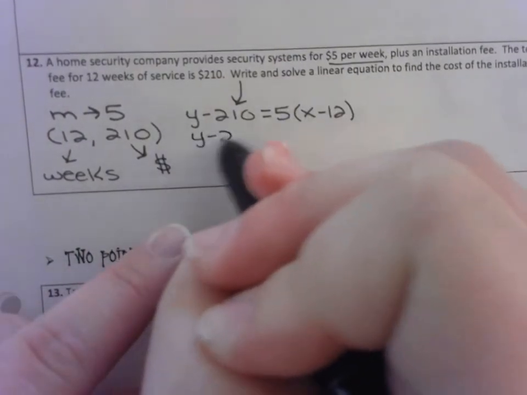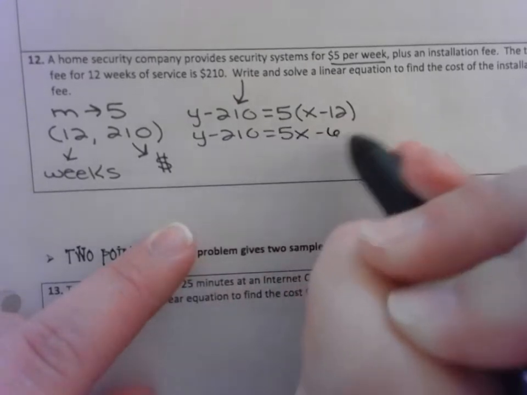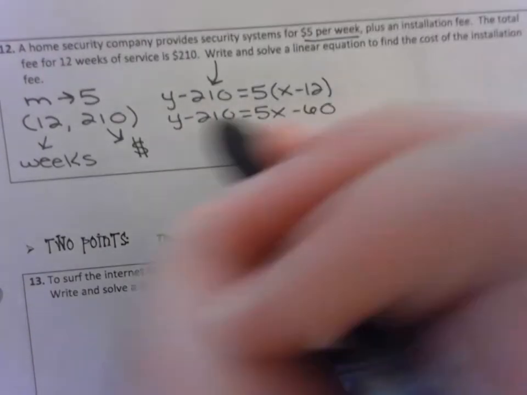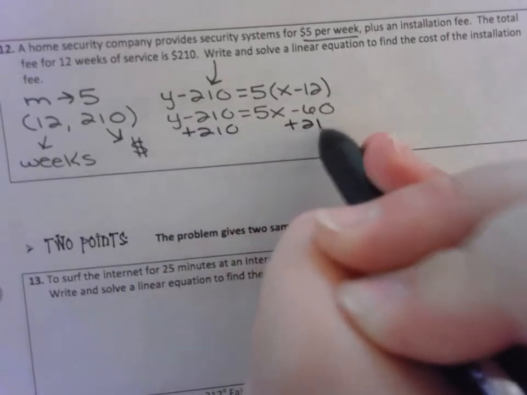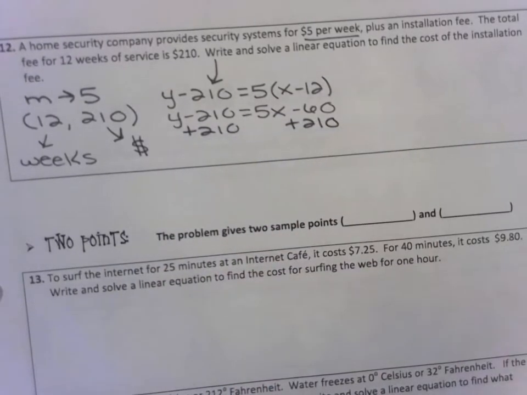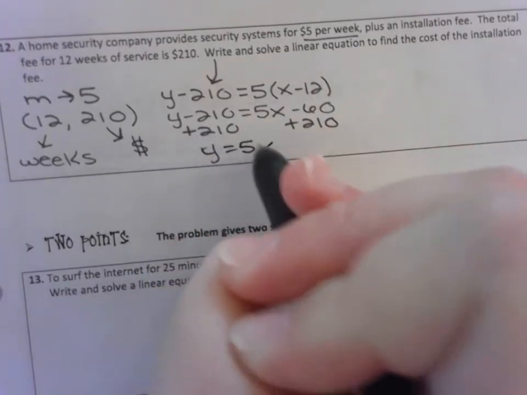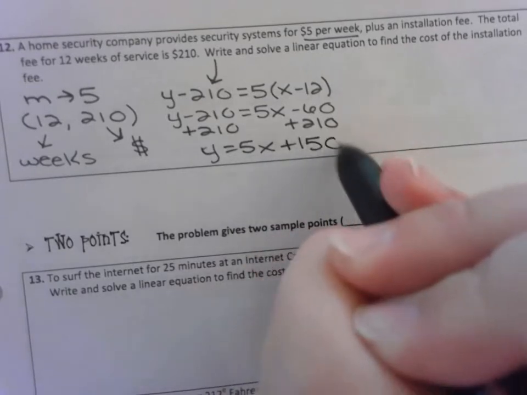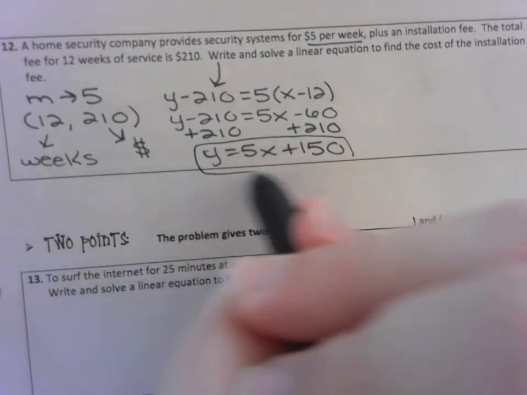Let's solve this. Distribute your 5. 5x minus 60. Just turn it in the tray. Thanks, Jeff. So distribute your 5. You get 5x minus 60. Solve for y. Add 210. Y equals 5x, negative 60 plus 210 is 150. That is your equation. So that's the first part. Write an equation. That is the first part.